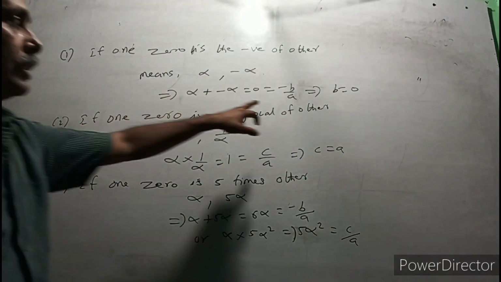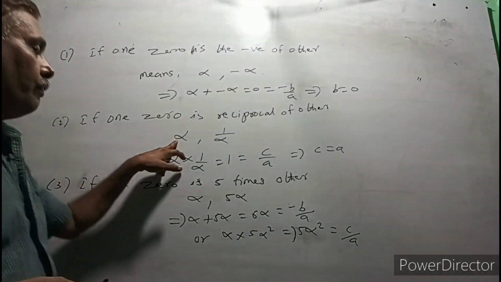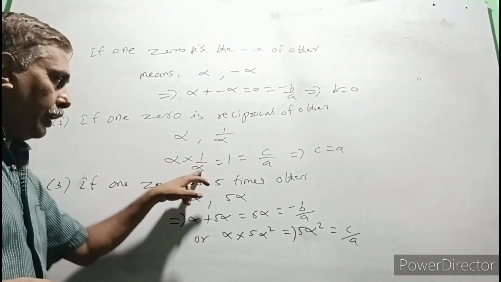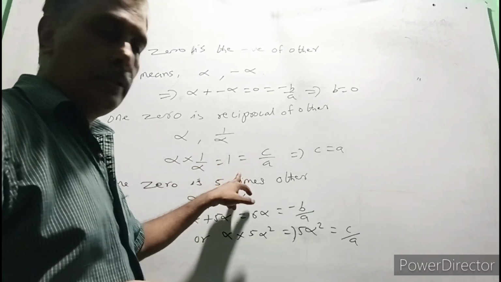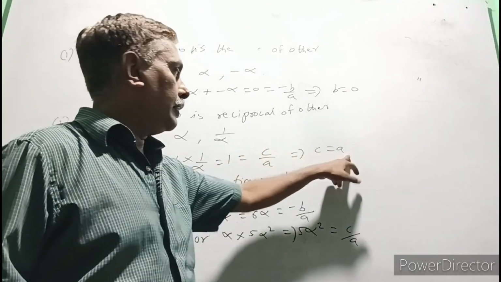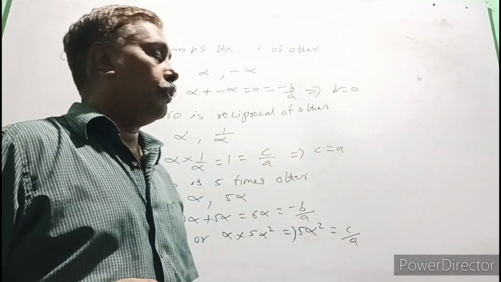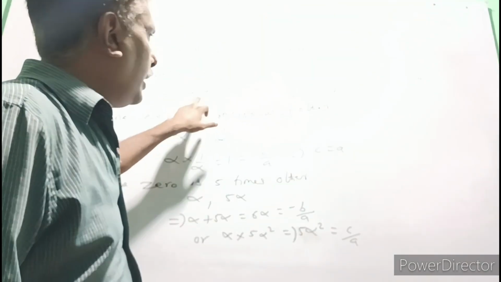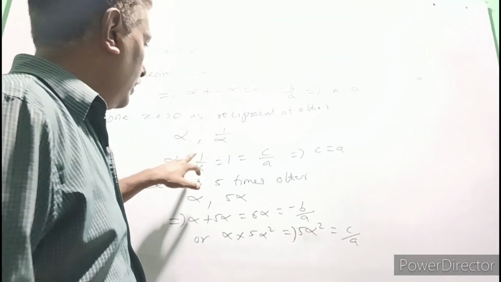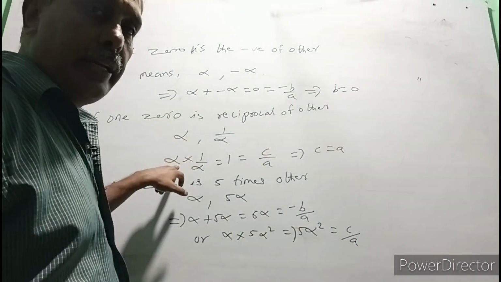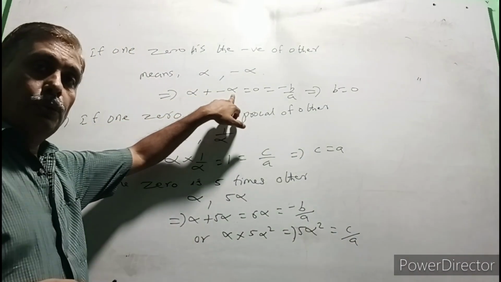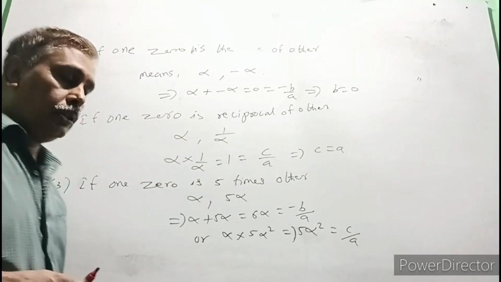Similarly, if one zero is the reciprocal of the other, meaning if I am taking one as alpha and the other as 1 by alpha, reciprocal, the product of the zeros will come 1. So c by a is 1, cross multiplying c is equal to a. Here sum also you can take, but there is no use, that is why I have not taken the sum. Here product has uses, and there sum has uses.